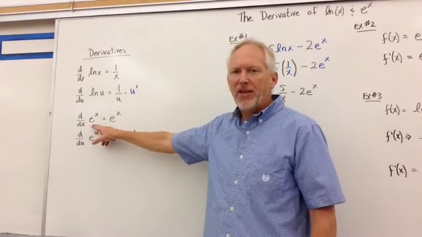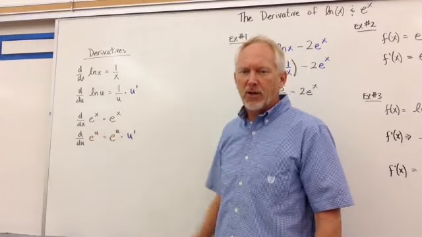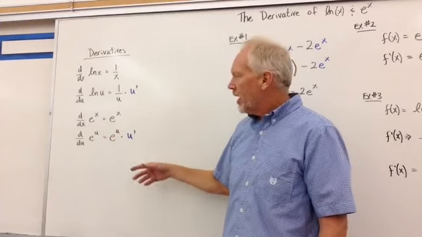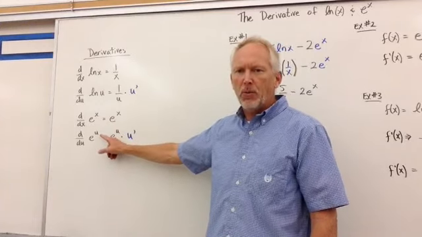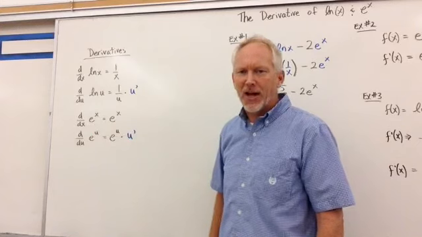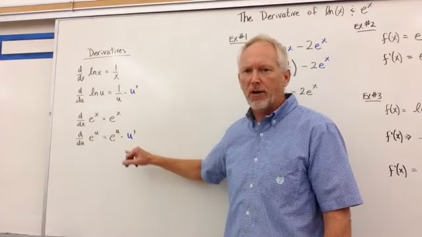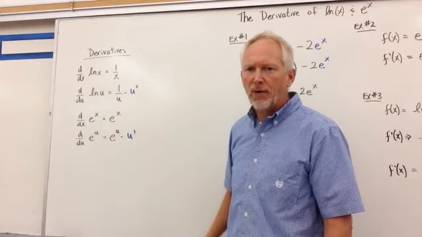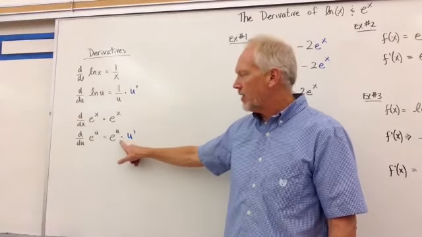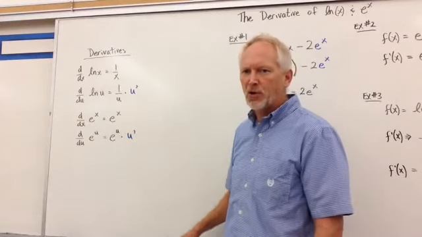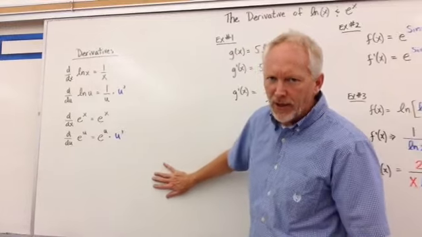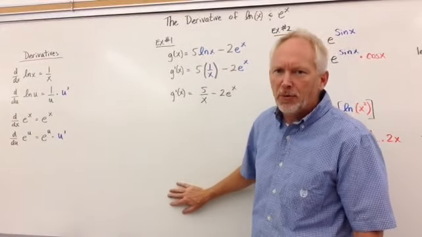d dx of e to the x equals e to the x. So e to the x is just e to the x. Now, e to the u, maybe we've got something happening inside that u portion there. So we want to take the derivative of u, u prime, and that comes down here. It's not up in the exponential world, but in level land. All right, let's look at an example.